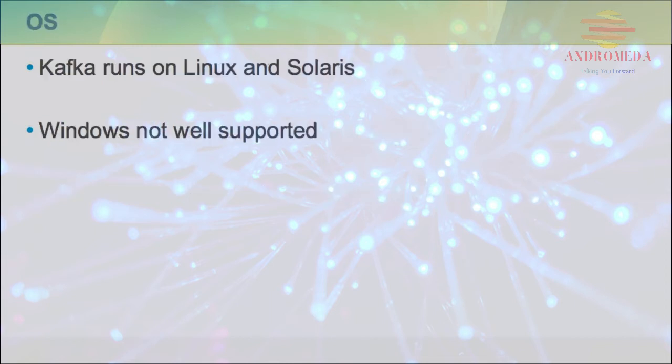The OS you choose, you really have a bunch of options here. Kafka runs on Linux, Solaris, pretty much any flavor of Unix you may want to run it on. It's not very well supported on Windows at this time, and I'm not sure how many of you may be using that as a deployment environment. But if you have access to any Linux or Solaris distribution, you should run just fine there.